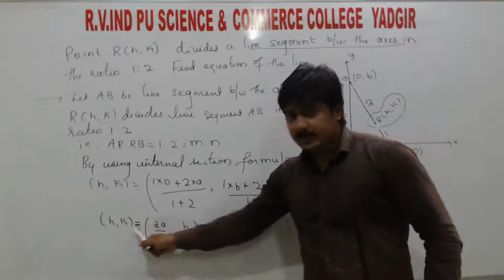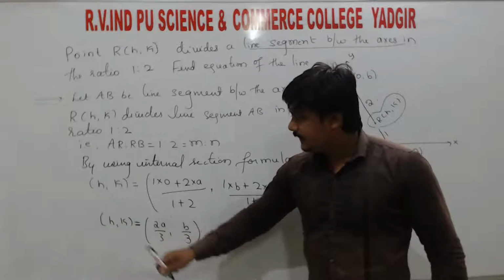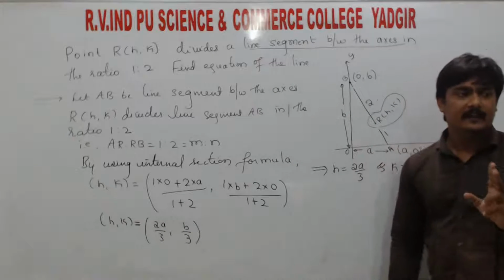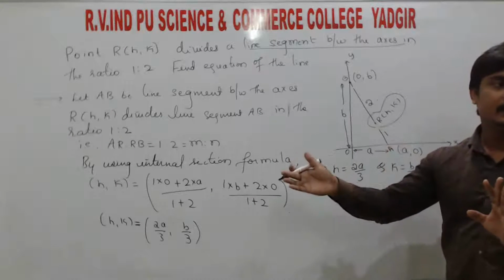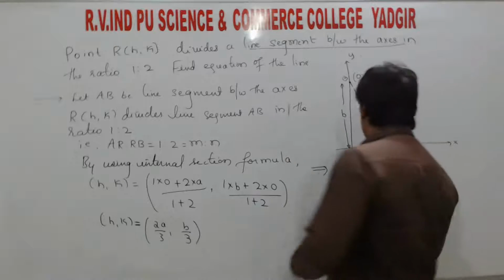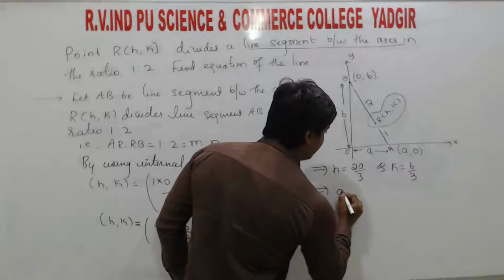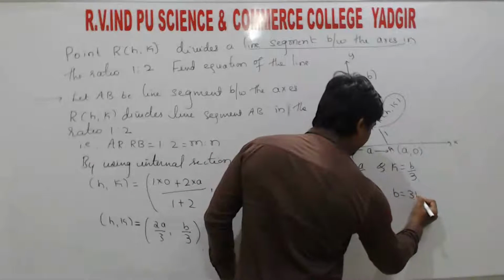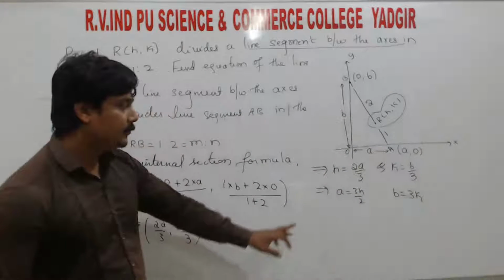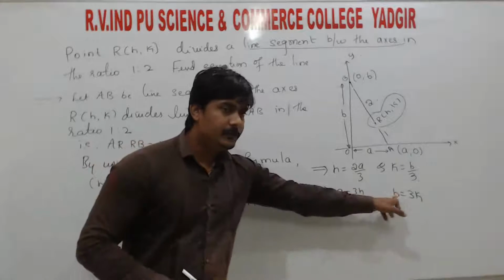Between these two ordered pairs, children, there is a sign of equality. If two ordered pairs are given as equal, it means that their corresponding first elements are equal and corresponding second elements are equal. So from this you can get a equal to 3h/2, b equal to 3k. So you know the x-intercept value, you know the y-intercept value.